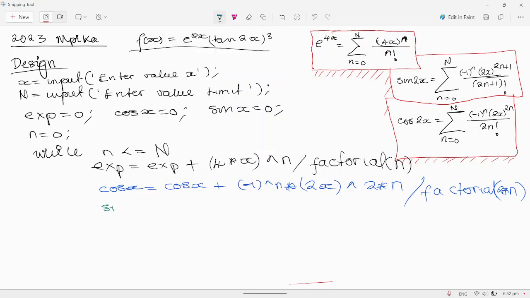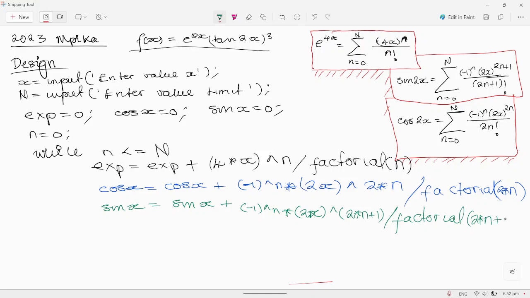Then we move on to sine. Sine x is equal to sine x plus -1 to the power n times 2x to the power 2 times n plus 1, then everything divided by factorial 2 times n plus 1.